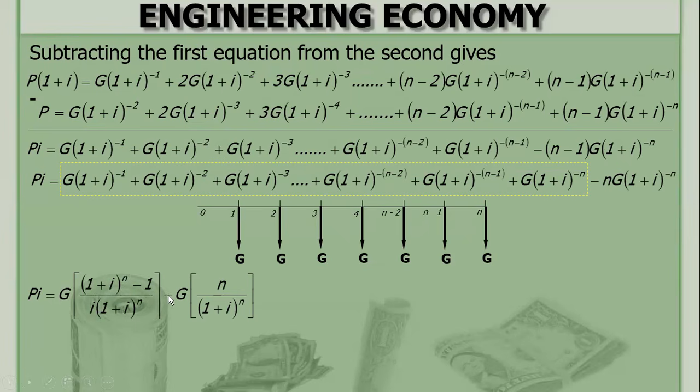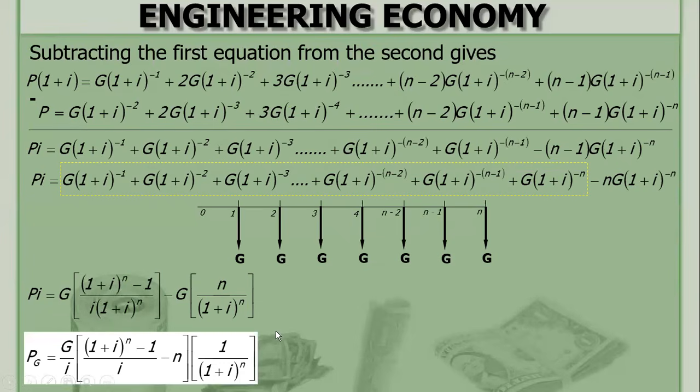In the second term, it's only negative n. So we extract G and extract 1 over 1 plus I raised to n. Combined with I on the left side, P is equal to, divide by I on the right side. The final equation is this, or the formula of P is this.